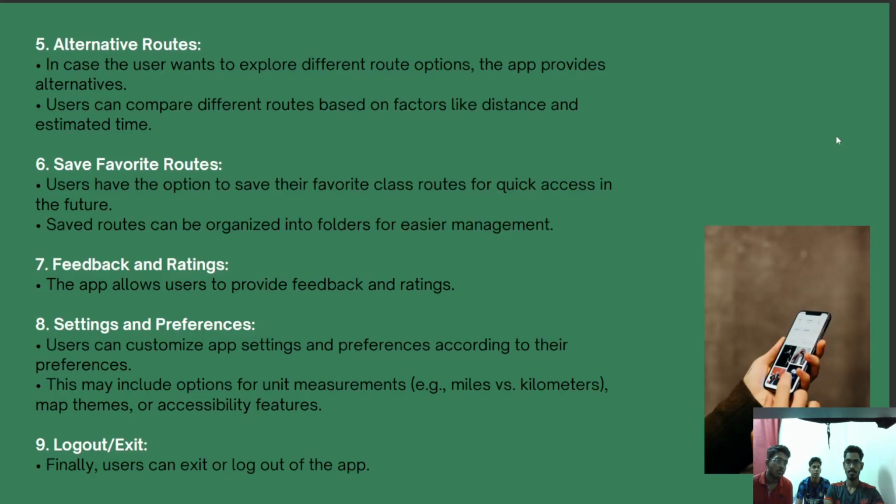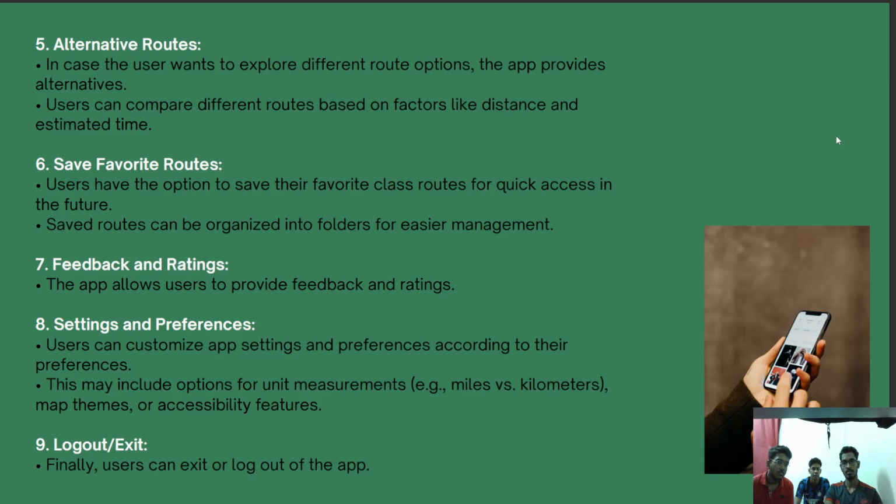Okay, the fifth one is alternative routes. In case the user wants to explore different route options, the app provides alternatives, and users can compare different routes based on factors like distance and estimated time. Moving on to save favorite routes, they have the option to save their favorite class routes for quick access in the future. Saved routes can be organized into folders for easier management.